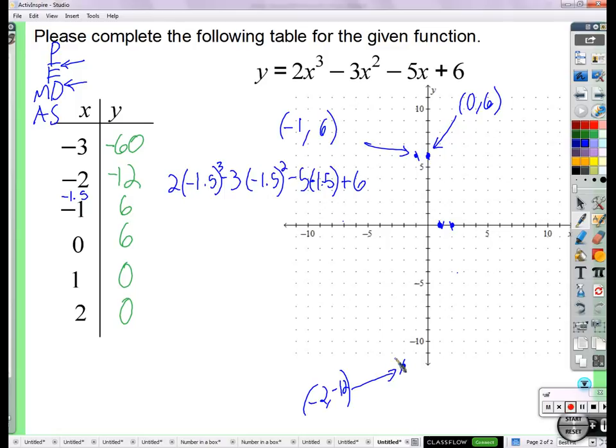Somewhere between -2 and -1? You think it'd be between 6 and -12? Somewhere between -12 and 6, it has to be in between that because otherwise it won't be part of that. So somewhere in here, there's a point that is -1.5 for the x. And you think the y value would be somewhere between -12 and 6.